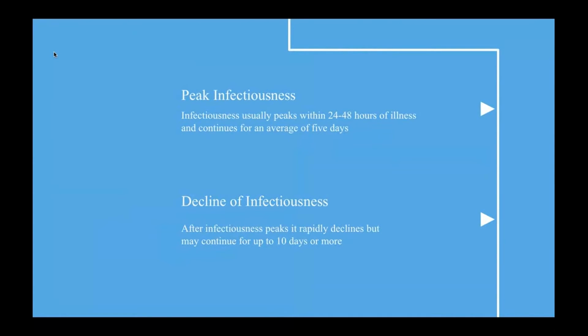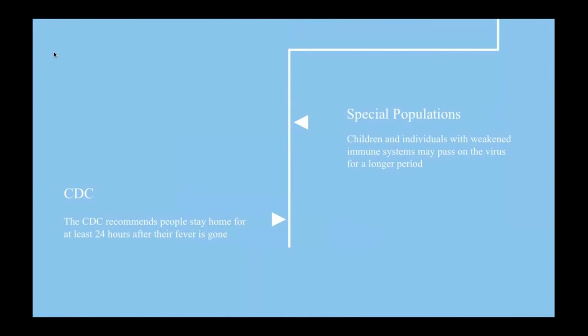Infectiousness usually peaks within 24 to 48 hours and continues for an average of 5 days. After infectiousness peaks, it rapidly declines, but may continue for up to 10 days or more. Children and individuals with weakened immune systems may pass on the virus for an even longer period. Consequently, the CDC recommends that people stay home for at least 24 hours after their fever is gone to cut down on transmission.